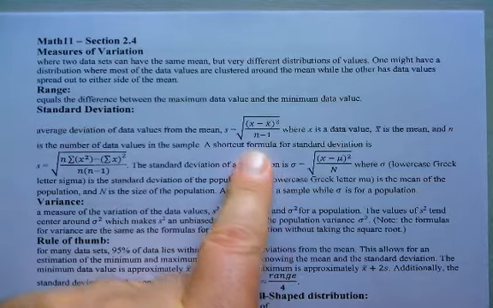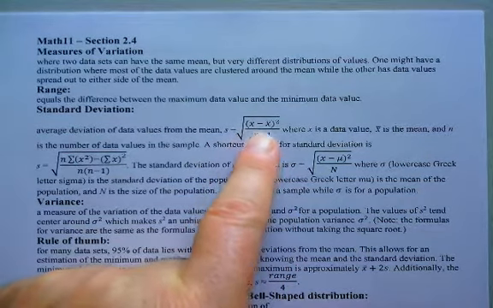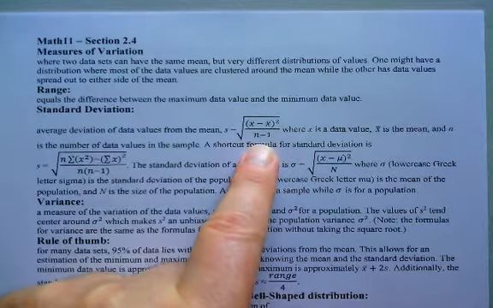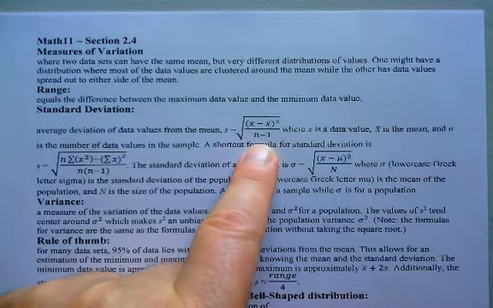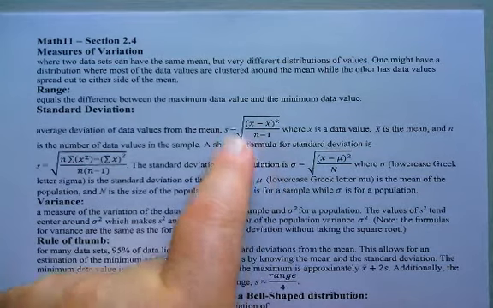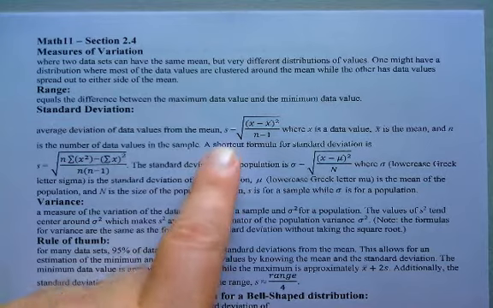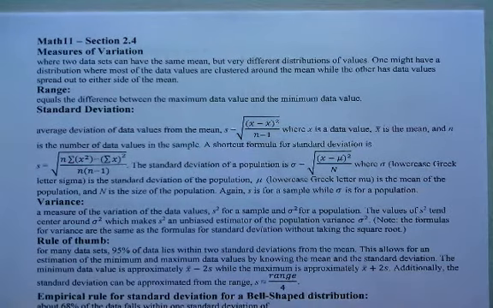And the equation looks like this, where this is the data value, that's the mean. You take the difference, you square it, you divide by 1 less than the total number of data values, square root the whole thing, and that gives you your standard deviation. We use the letter S for standard deviation of a sample.